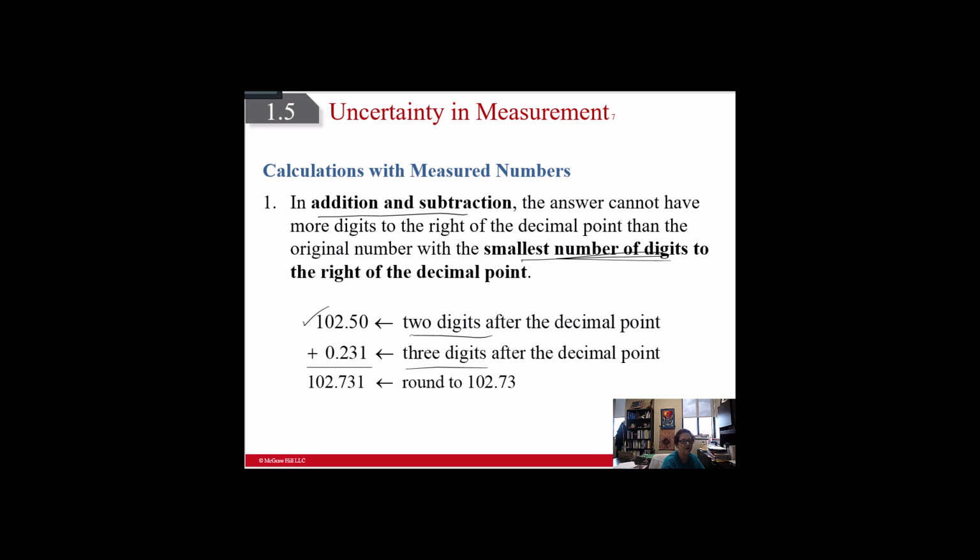That's what we would write down as a number. This final number, though, since this one had 2 decimal places and this one had 3 decimal places, our answer can only have the smallest number. So it's going to have 2 decimal places, so we would have to round that to 102.73.